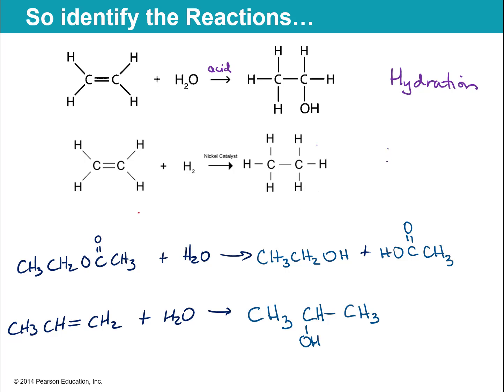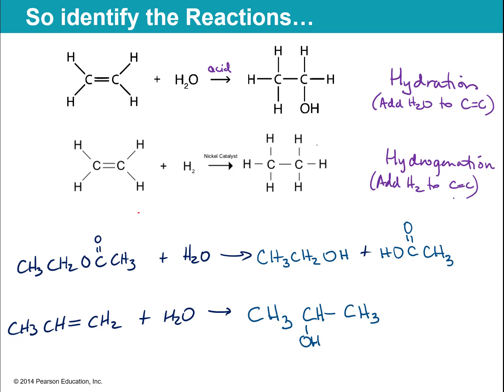In hydrogenation, I have a double bond, and I'm just adding hydrogen. The double bond gets converted to a single bond by adding hydrogen. So here, I'm adding water to the double bond. Here, I'm just adding hydrogen to the double bond. It doesn't matter if I had a 16 carbon chain with a double bond. If I added H2, it would still be hydrogenation. If I added water, it would be hydration.